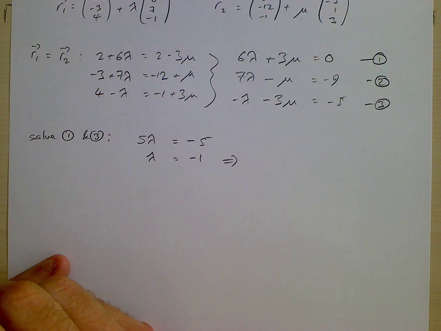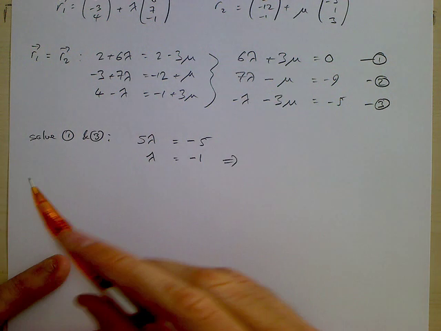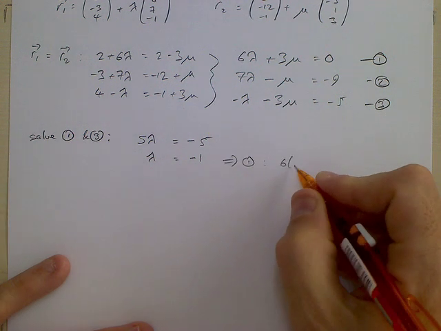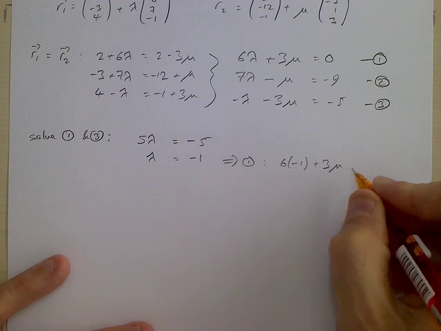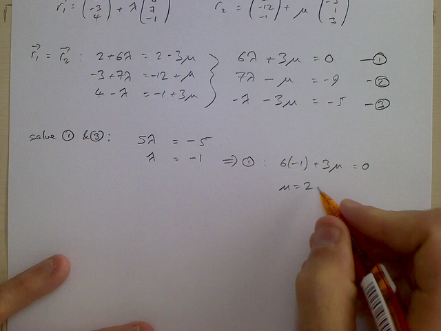That tells me if I go back into one of these equations, I'm leaving 2 alone completely. I'm going to go back into equation 1, which tells me 6 lots of minus 1 plus 3 mu's is 0, so mu has to be 2.